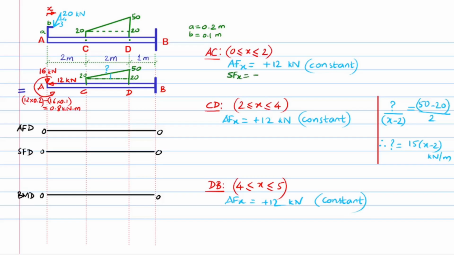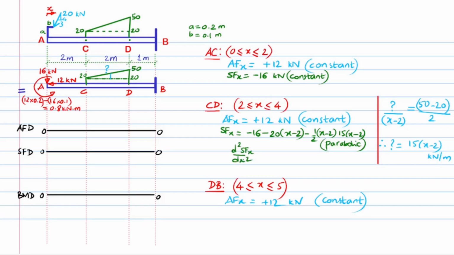The shear force at x for the region AC can be written as minus 16 kilonewtons, a constant value. For region CD, the shear force at x is written as minus 16 minus 20 times x minus 2 minus half times x minus 2 times question mark, that is half times x minus 2 times 15 times x minus 2 kilonewtons, which is found to be parabolic in terms of the variable x. The double derivative is found to be negative in sign, hence the locus is a maxima type of curve.